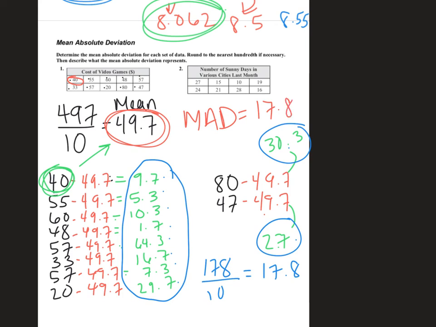So what that means is for each one of these numbers, those costs of the video games, the average distance between those numbers and the mean is 17.8. It's a long drawn out process. If you just do the steps, use the calculator, it's going to make your life easier, then you should be fine, right? I'm going to allow you to do number 2 on your own.